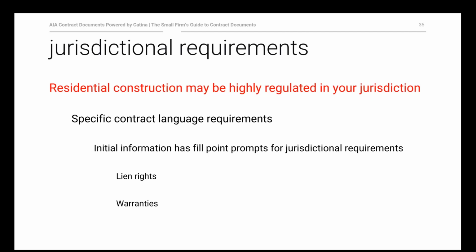Like the custom residential documents we just talked about, this document has prompts that are specific to residential work, for jurisdictional requirements, for things that have to be spelled out and disclosed to an owner. And here, lien rights, warranties, and some other items are also covered in the document, so that the owner is well informed, and also to prompt the design builder to make sure that they've covered what might be required in a specific jurisdiction in residential construction contracts.